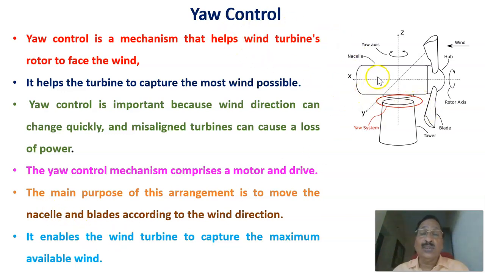That is used in a horizontal axis wind turbine. As the wind direction is changing, the yaw control will be active to extract the maximum power. It is shown here, and this is the yaw system control, which consists of a motor that changes the direction so that it can extract the maximum power from the wind as the wind direction changes. That's the third one, yaw control. That is applicable to the horizontal axis wind turbine.